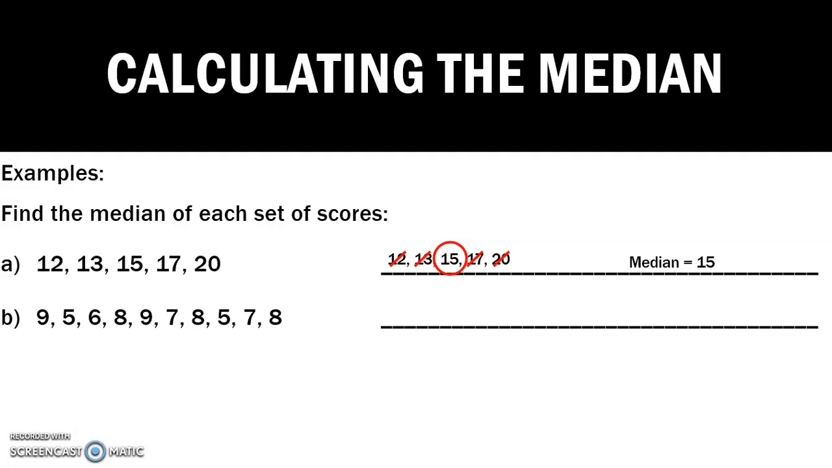For part B, we have scores 9, 5, 6, 8, 9, 7, 8, 5, 7, 8. So let's write out these scores in order. When we do so, we have 5, 5, 6, 7, 7, 8, 8, 8, 9, 9. So what we do is we cross out the first score and the last score, the second score and the second last score, the third score and the third last score, the fourth score and the fourth last score, and now we're left with two scores.